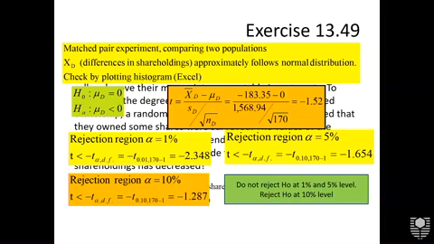I'm not going to show you how to draw it down, because we've done that a lot of times, and there's no time to draw everything. So see the decision. Do not reject the null hypothesis at 1% and 5%. If you compare, it will be in the non-rejection area, but reject at 10% because it will be in the rejection area, right?